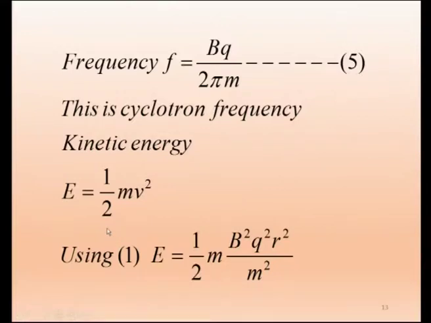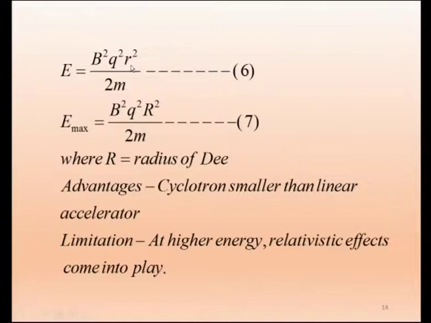So I will be getting E equal to half m, and instead of v, we have v is bqr by m. So we get b squared, q squared, r squared by m squared. This is the energy of the particle. See here, the energy of the particle we get only as a function of b, q, r, because we have substituted for velocity. Now we simplify this equation, and we get E equal to b squared, q squared, r squared by 2m.